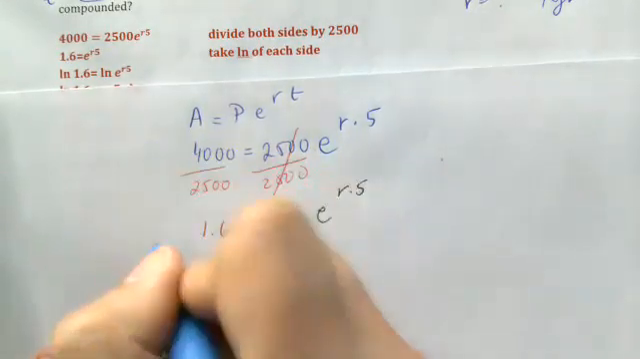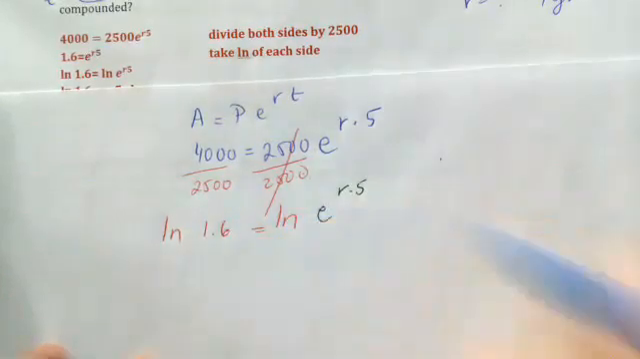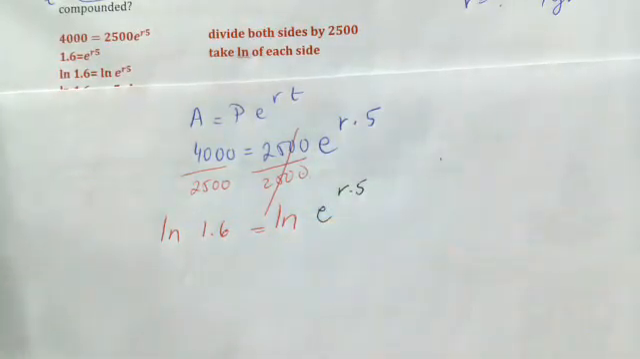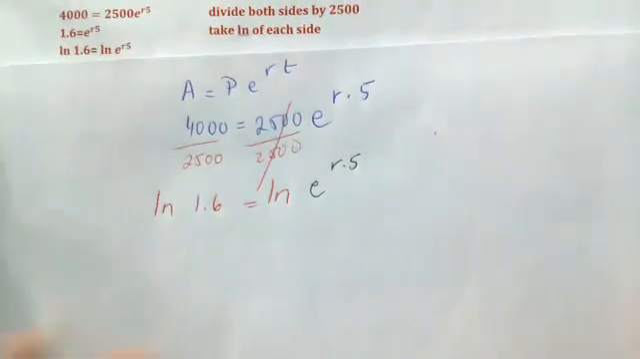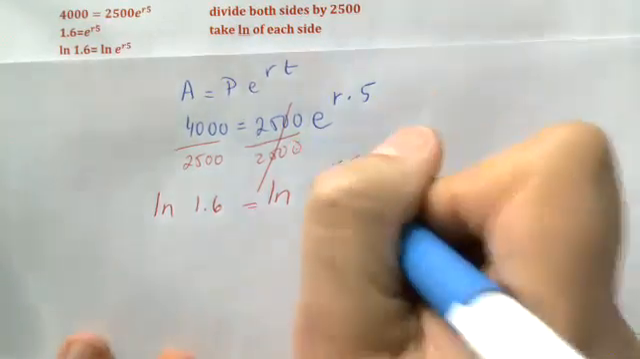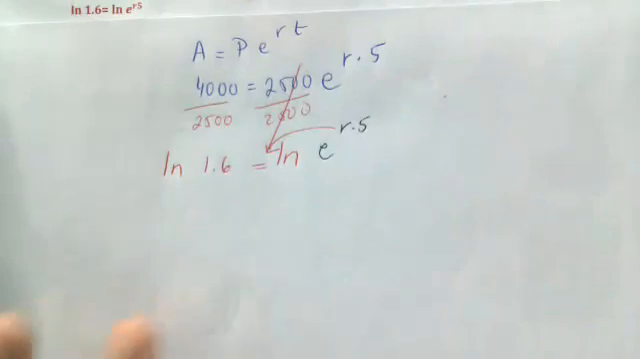And I can take ln of each side. I could take the base 10 logarithm. That's not wrong. But when you take ln, we've learned last class, it's a little bit nicer, right? Because the ln of e cancels out to 1. So why not do that, right?